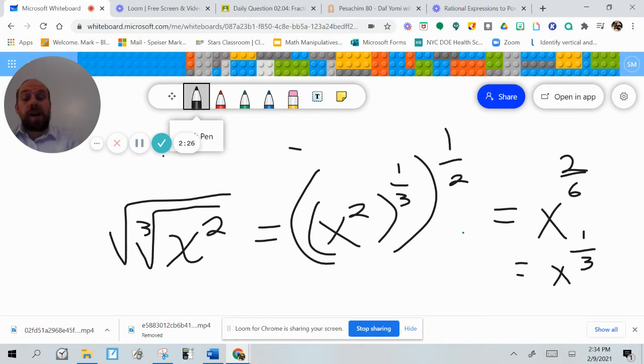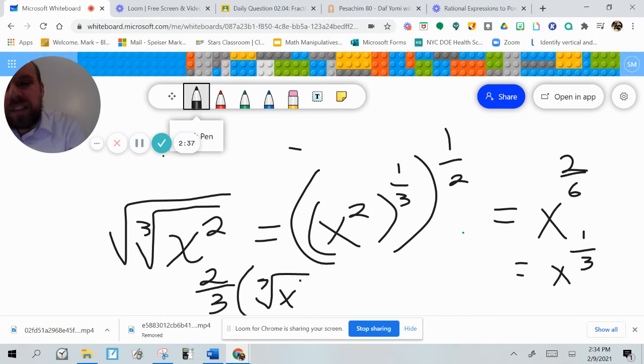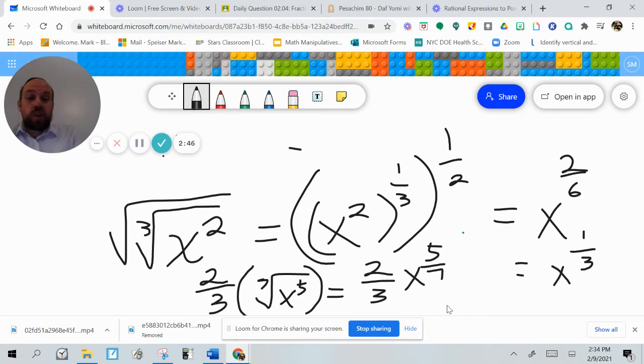And to really emphasize, if we had 2/3 parentheses the 7th root of x to the 5, that'll be 2/3 x to the 5/7. You just rearrange this part using the number inside as your numerator, and the number in the index as your denominator, and the coefficient comes along. Let's work on going backwards.